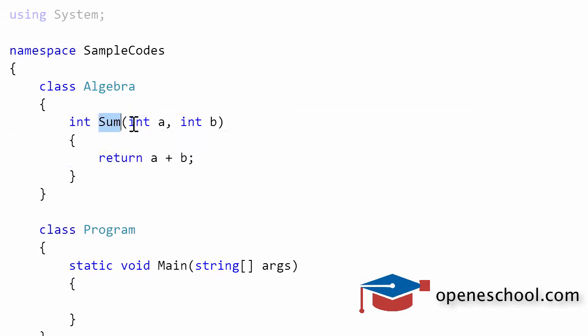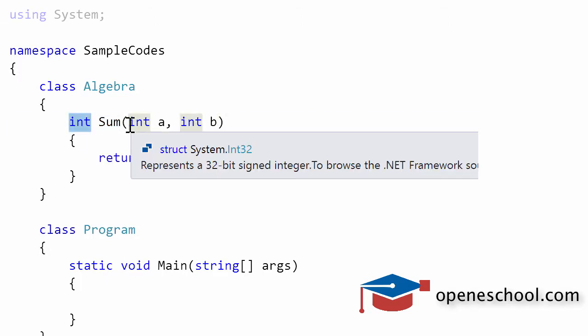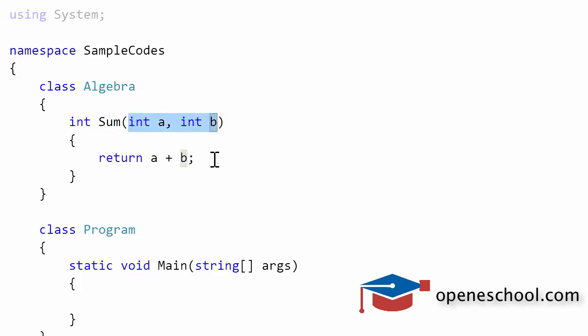Over here, sum is the name of the function, int is the return type of the function, int a, int b are the input parameters or the arguments of this function. We are adding the values of a and b, and we are returning the result that we get after adding a and b. So with this, we have created a function inside the body of the class.